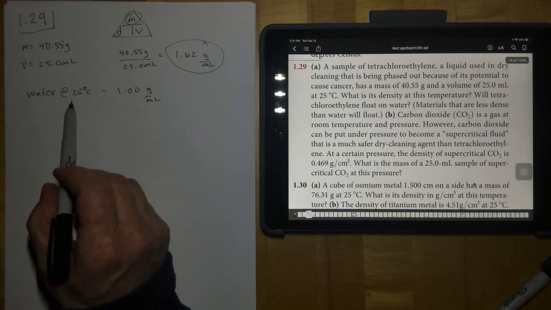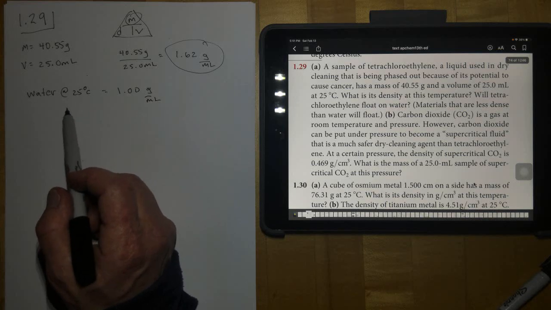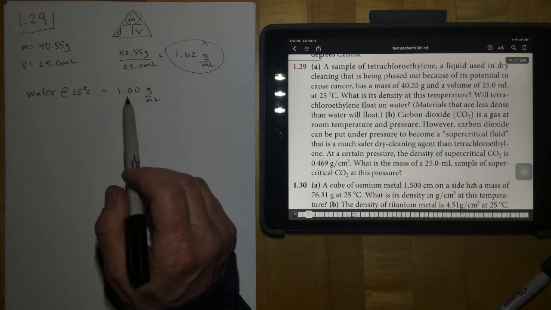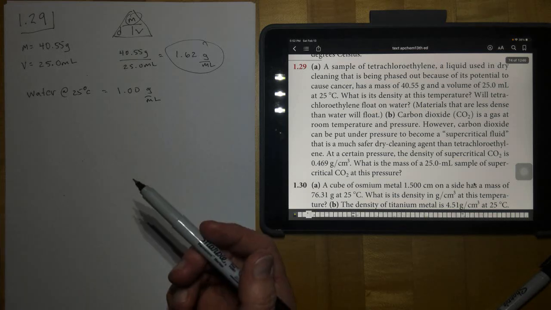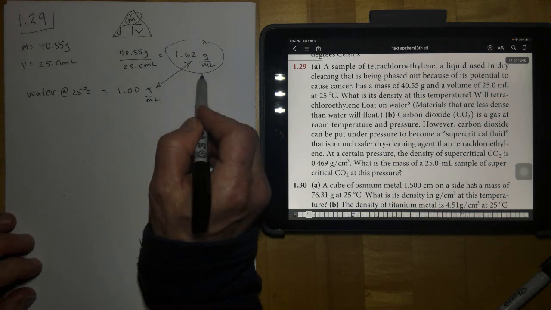Water changes density a little bit based on its temperature, and of course when it turns to ice, ice is less dense than liquid water. Well, not much, but somewhat. That's why ice floats on water. And so since this is a larger number than water's density, this would sink.